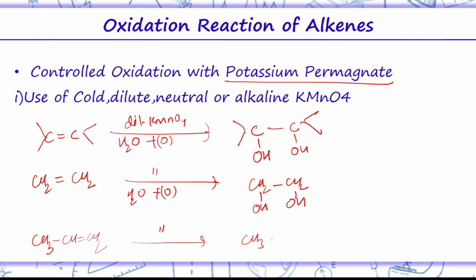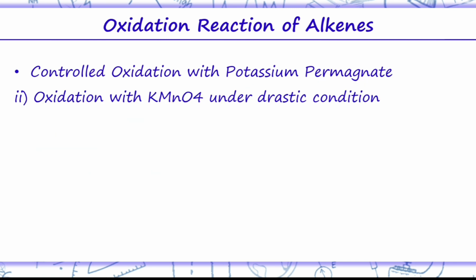Similarly, if we have propene, on reaction with dilute KMnO4, because dilute KMnO4 is an oxidizing agent, it will oxidize the double bonded carbon atoms to OH groups. Thus we will get CH3CHOH-CH2OH. So the product can be glycol or vicinal diols.